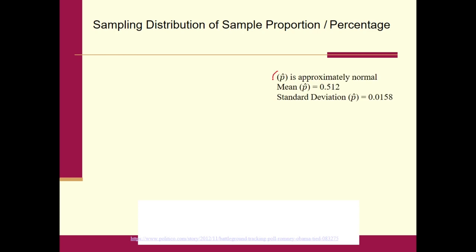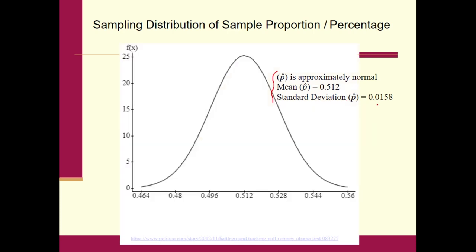So here's what we just found: P hat is approximately normal. It should be centered at 0.512, and there's the standard deviation. So let's see what the computer drew for us. Here's the sampling distribution of P hat. It's nice and normal looking, so it's going to be bell-shaped. Where is it centered at? 0.512.